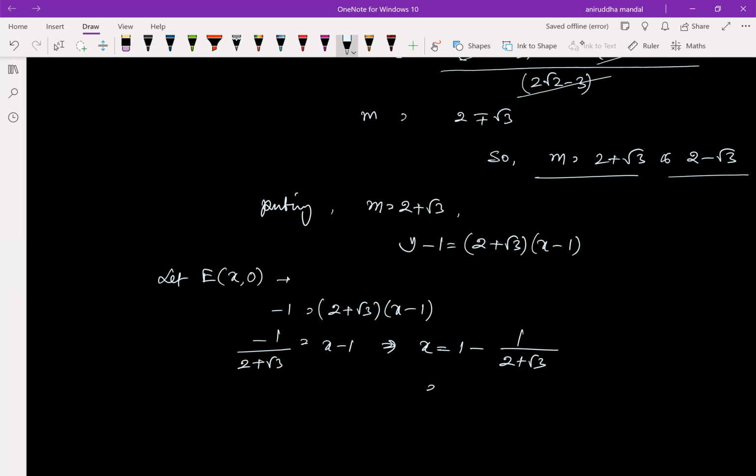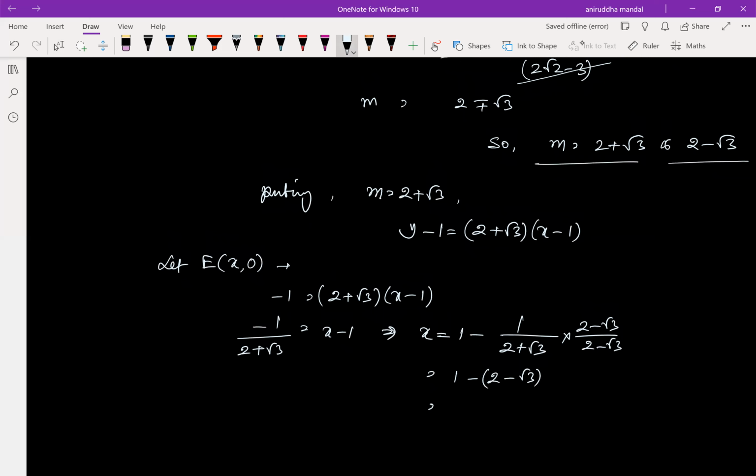So this is nothing but, okay, just simply rationalize this. So this is 2 minus root 3 over 2 minus root 3, so this is 2 minus root 3, and in the denominator it is 1. So this is 1 minus 2 plus root 3. So this is minus 1 plus root 3. Okay, this is the value of x.